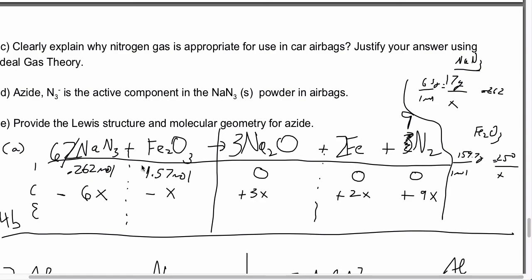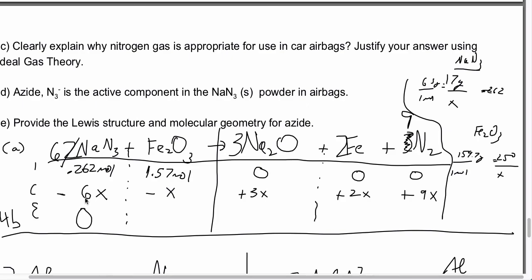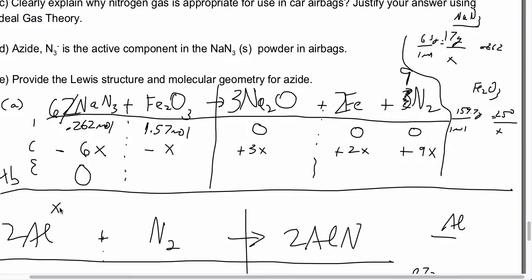Okay, so you need 6 times as much NaN3, and you definitely don't have that. You have way more of this, so that's an excess. We're using up all that azide. It makes sense because nitrogen is going to end up being the really important thing here. So that's going to be 0. When you solve that, 0.262 moles minus 6x equals 0, then you take 0.262 divided by 6, we get x as 0.044. So x is 0.044 moles.